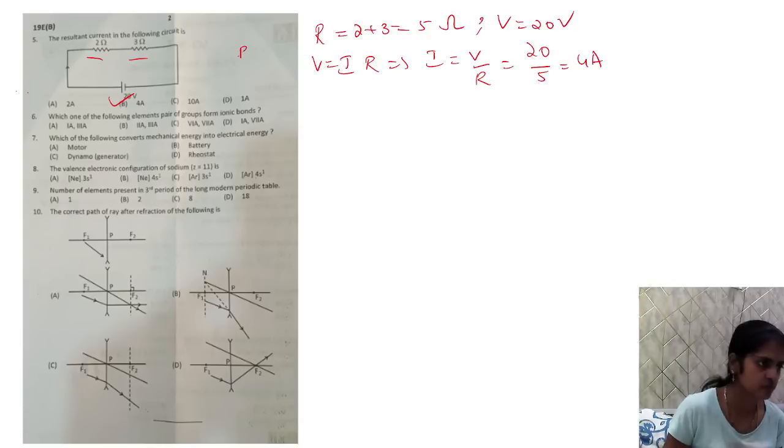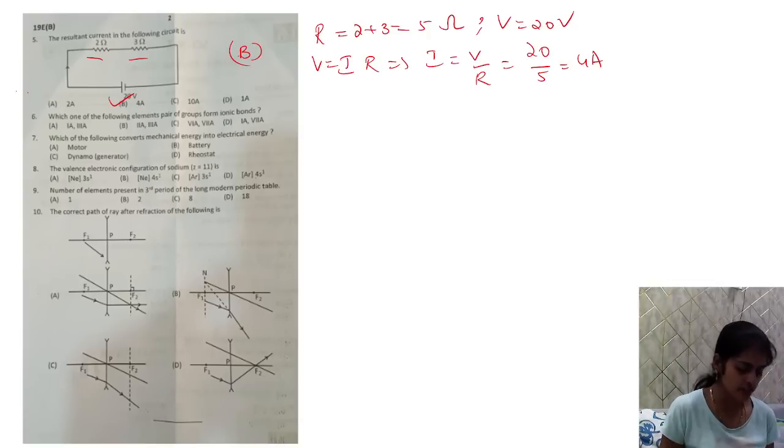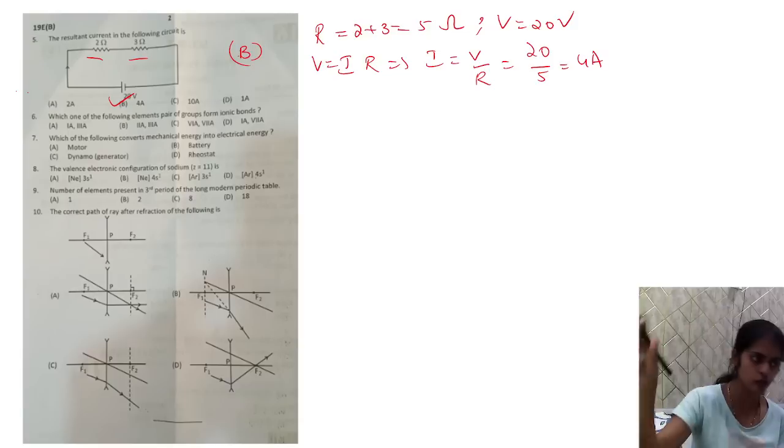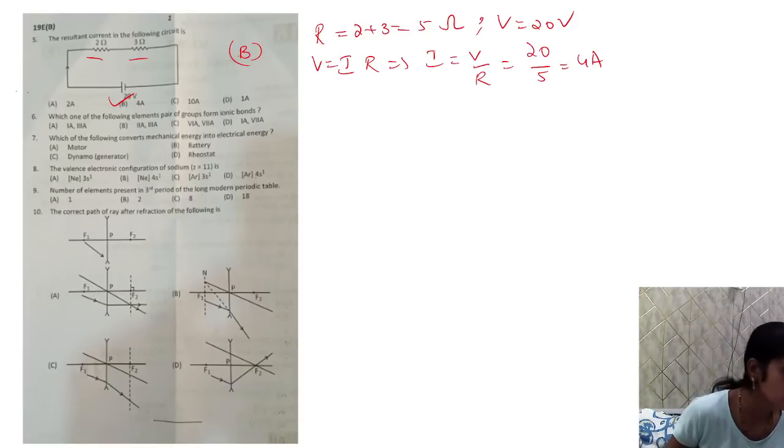Option B is correct. Which of the following elements pair of groups form ionic bond? Ionic bond, the first and the last groups you can combine. So see where you have first and the last group. So 1A, 7A would be the perfect option.